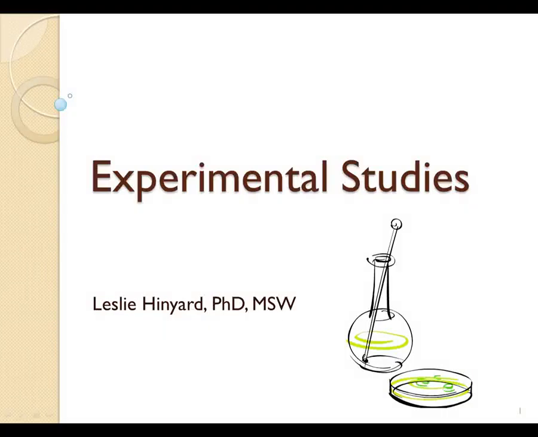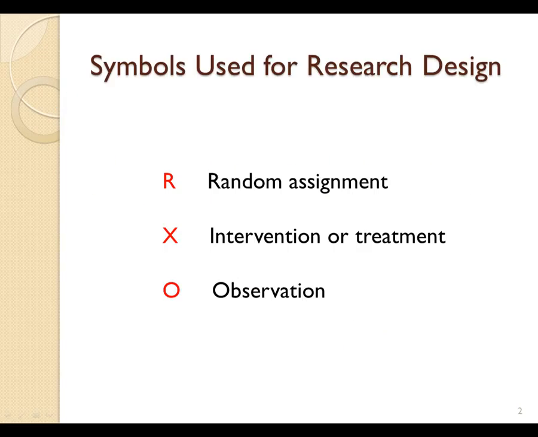So in this lecture, we're going to talk about experimental study designs. When we're discussing experimental studies, it's helpful to have an understanding of the symbols that are used to denote different aspects of the study. It is convention to use a capital letter R to denote the random assignment of subjects to treatment groups. An X represents the application of an intervention or treatment, and an O represents an observation.